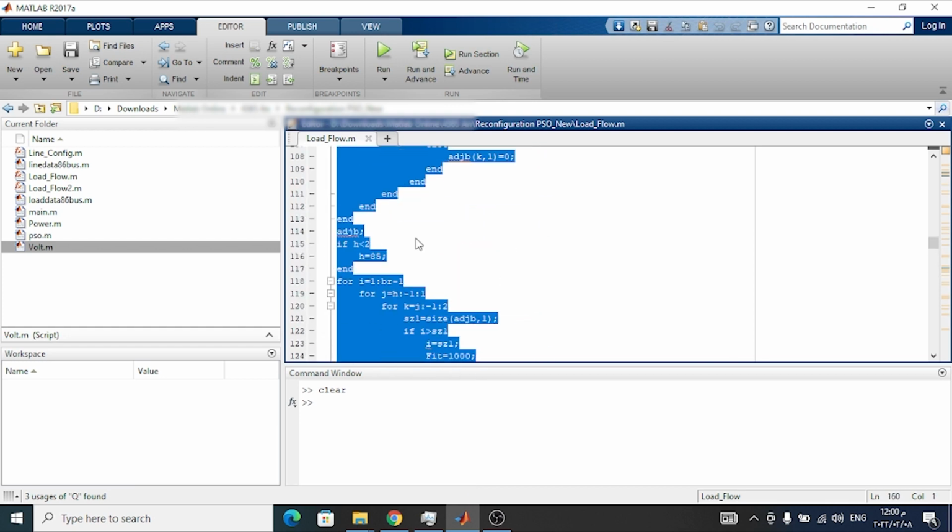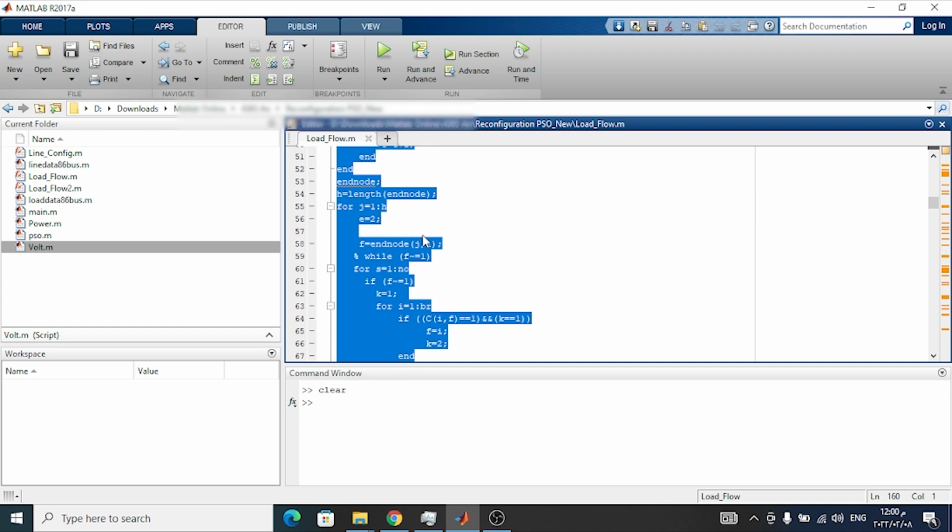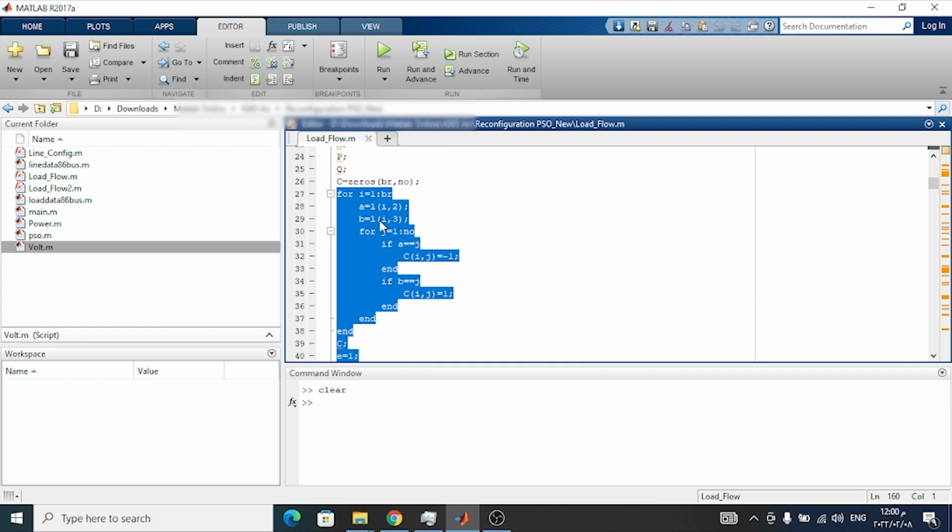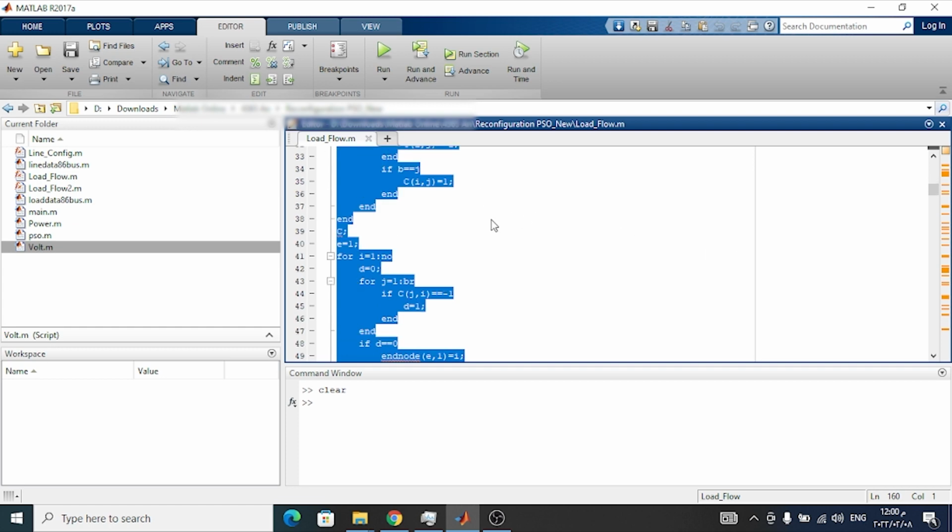From this to this function until here, this is to arrange the buses in the line. So this code arranges each line, which one is the sending, which one is the receiving, how many paths, how many buses in each path, and how the current flows from the slack bus to the load bus.